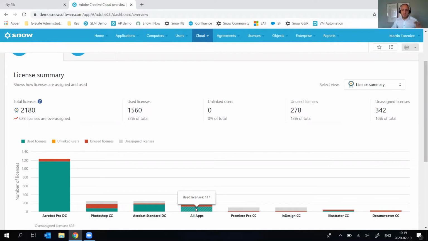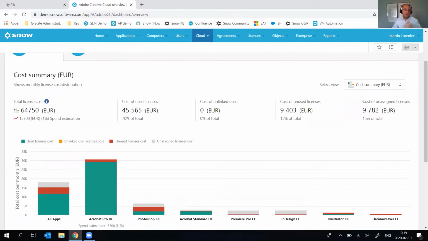This view gives me the license summary. I can also get a view that shows where we have the most costs allocated to these different subscriptions. So the Acrobat Pro is still the most where we pay the most money, but the All Apps suite has a quite extensive cost attached to it as well.